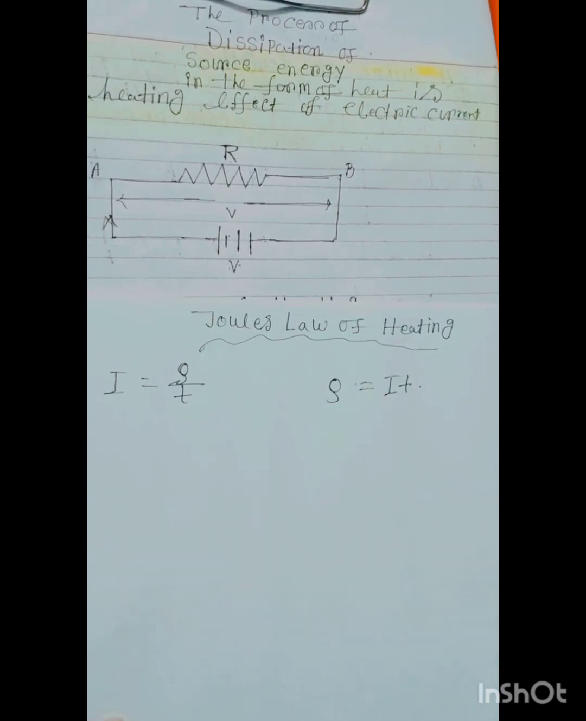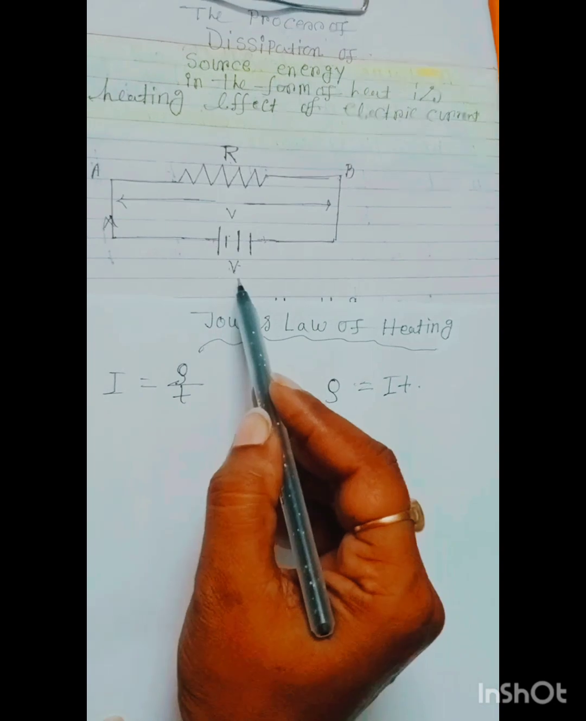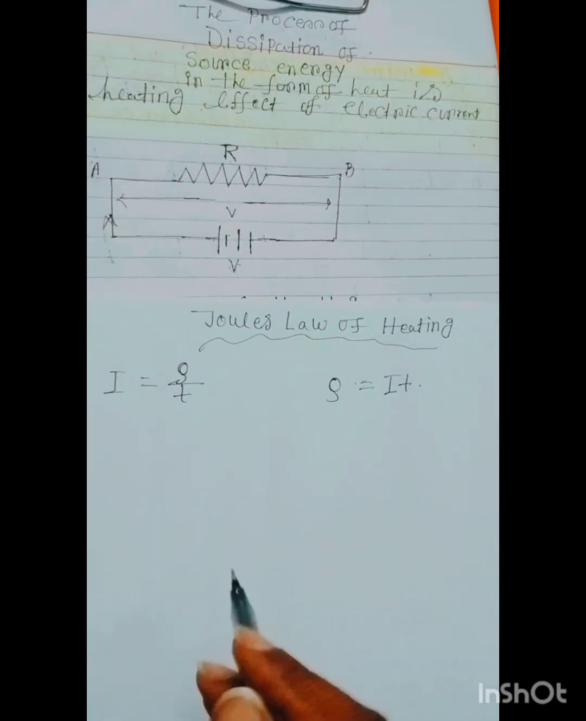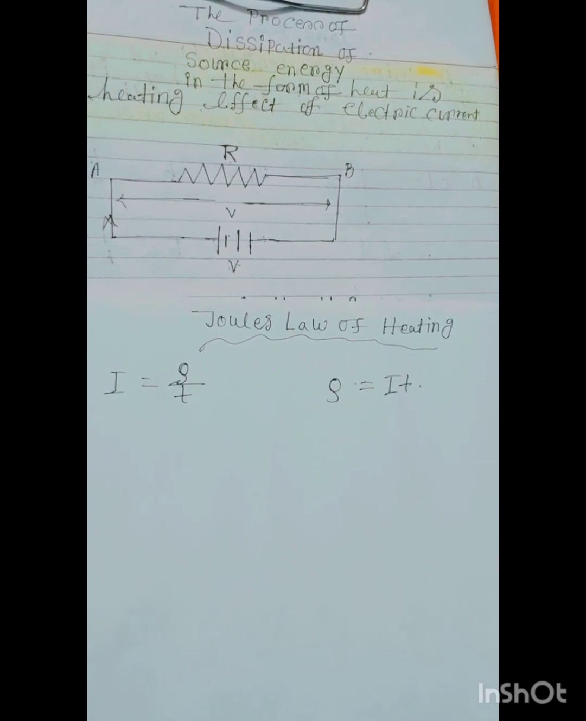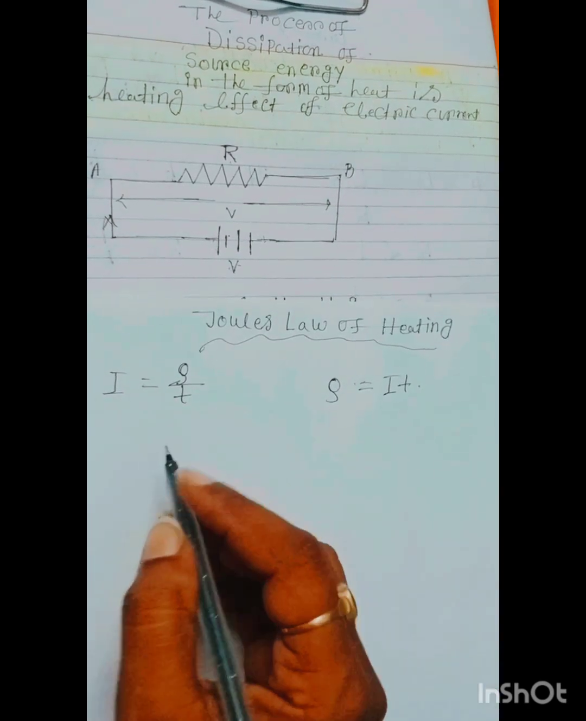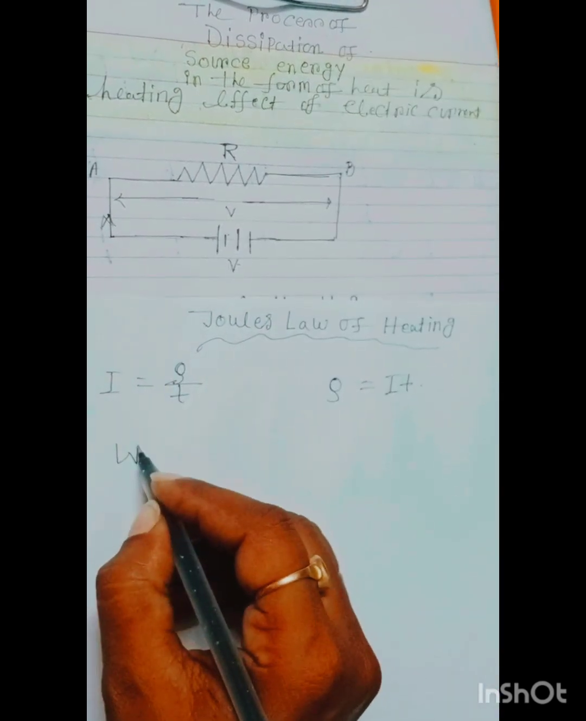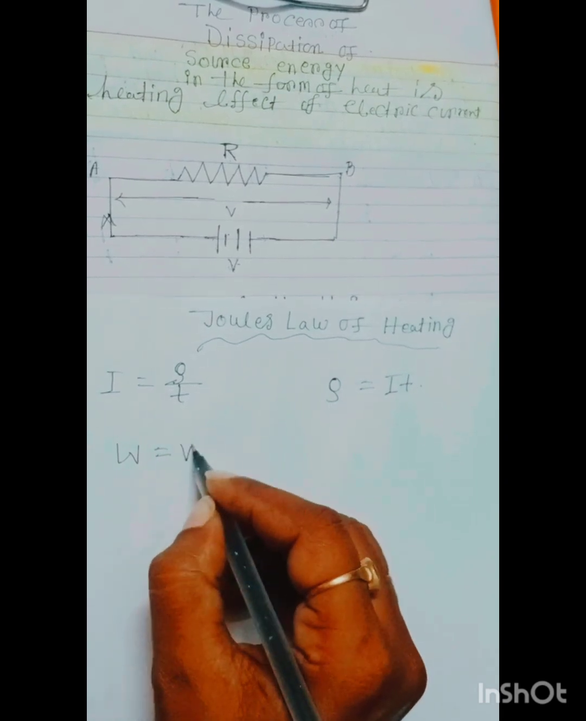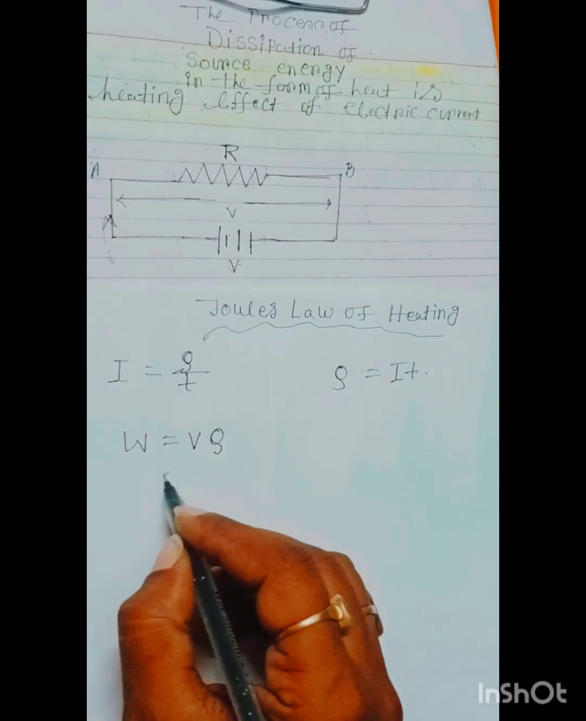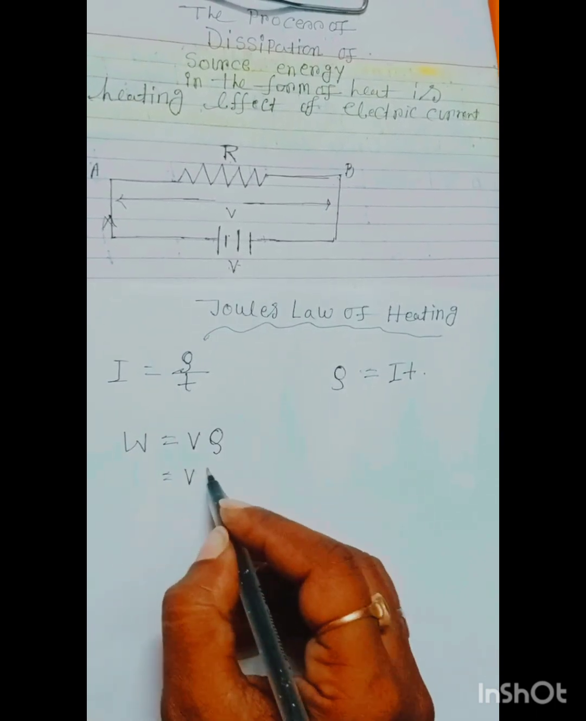Next, total amount of charge Q through potential difference V needs some work. So student, work done to move charge Q through a potential difference V will be W equal to VQ. So in place of Q we can write I t.